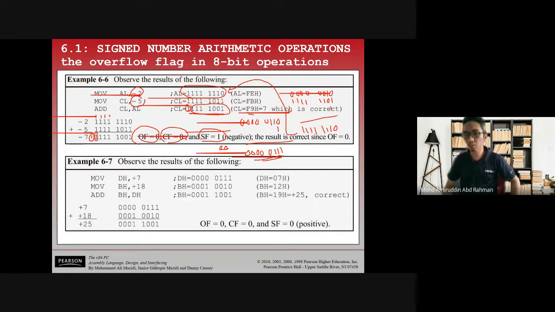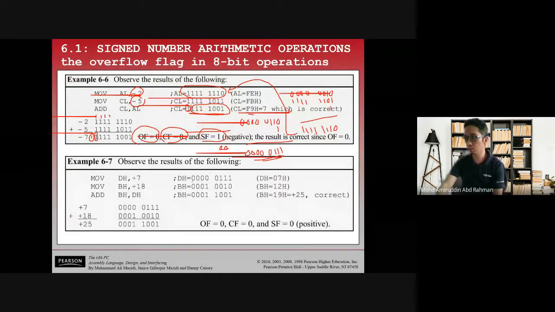Okay, so let's go to example 6.7. After this, we're going to have a 10 to 15 minutes break. So let's have a look at this number. We have plus 7, and this is 18. Then add those two numbers. This one should be correct, right? Because it doesn't exceed plus 127. So this number will be 25. The sign here is 0, yes, it is plus.